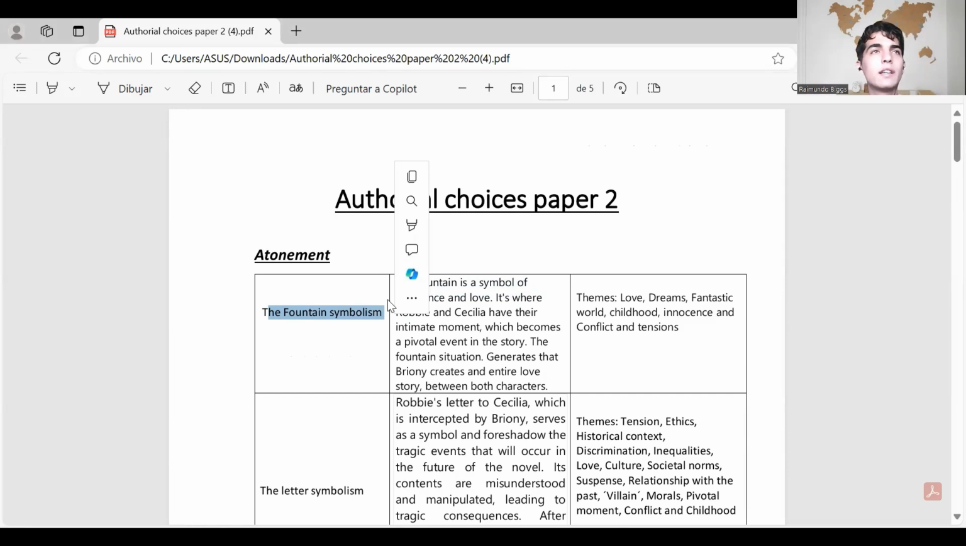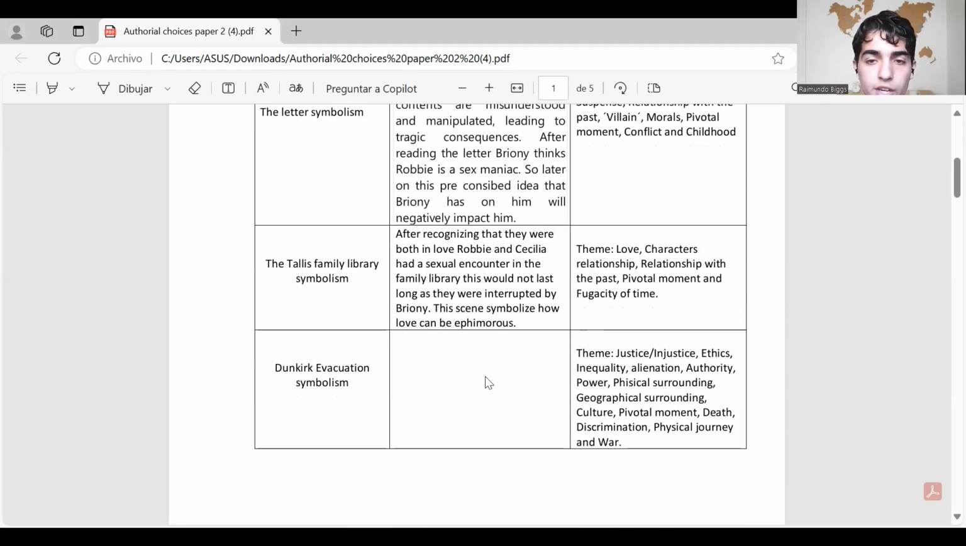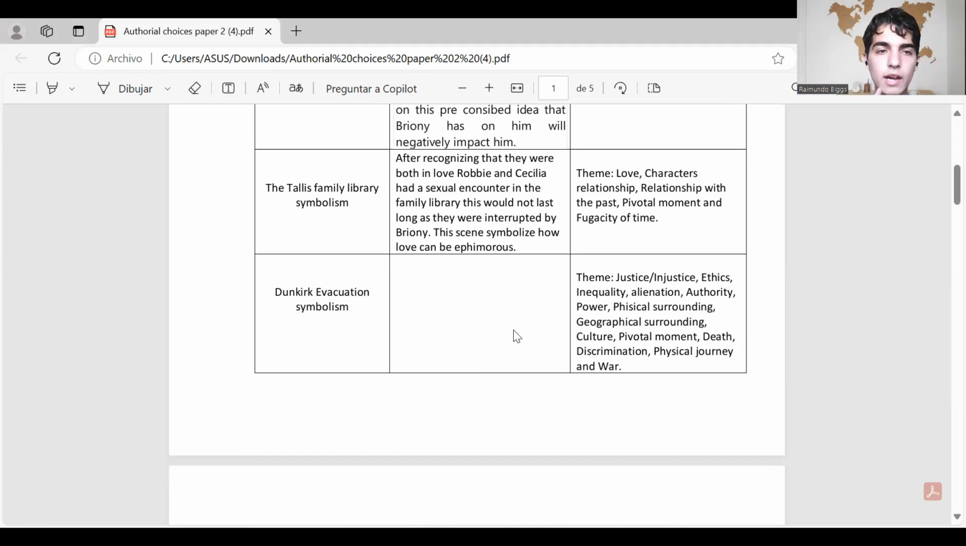All of these are included in the novel for some reason. For example, in Atonement, there's a clear symbolism of the fountain. I could have used that example for a variety of themes if the prompt had themes like love, dreams, a fantastic world, childhood innocence, for example. Another symbolism is the Dunkirk evacuation. I wrote it down, and I could use that authorial choice if I had a question about justice, injustice, ethics, inequality.